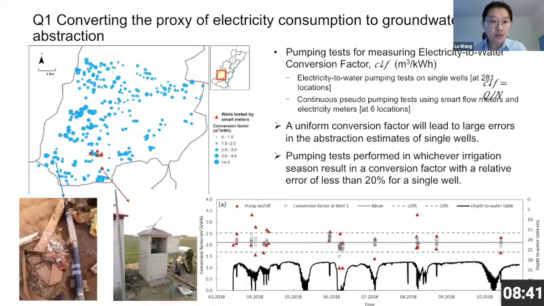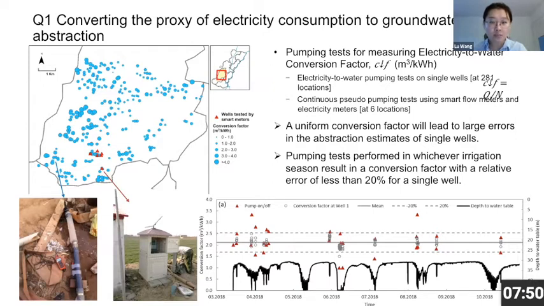Next, please. To answer the first question, we have performed intensive field tests in one district of Guantao County. The conversion factor is calculated as the ratio of measured flow rate and power input. We also installed smart water meters at 6 locations to test the direct water metering method, and they sent water volume and electricity data once per hour, thus also serving as a continuous pumping test. The figure at the bottom shows the measurements from one of the 6 wells. The conversion factor, marked as the gray circles, goes up and down with the changes in groundwater level, but generally varies within 20% of the annual average.